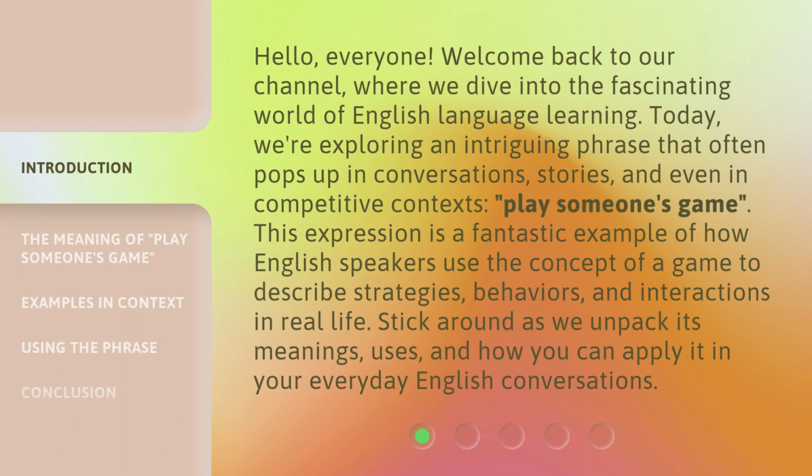Today, we're exploring an intriguing phrase that often pops up in conversations, stories, and even in competitive contexts. Play someone's game. This expression is a fantastic example of how English speakers use the concept of a game to describe strategies, behaviors, and interactions in real life. Stick around as we unpack its meanings, uses, and how you can apply it in your everyday English conversations.